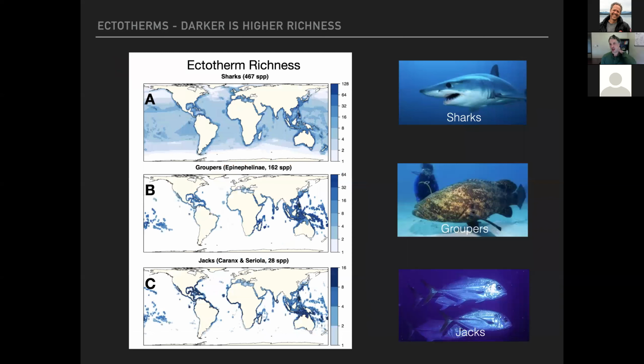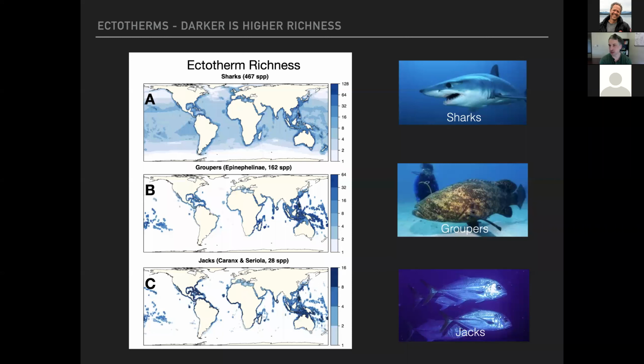So to really test this with more detail, I download a lot of maps of species range distributions, and you can overlay them and count the diversity. Here, darker blue or darker colors means more species. This is a log scale, so you're doubling every time it gets a little darker.